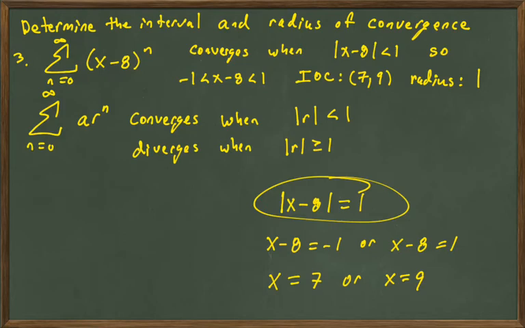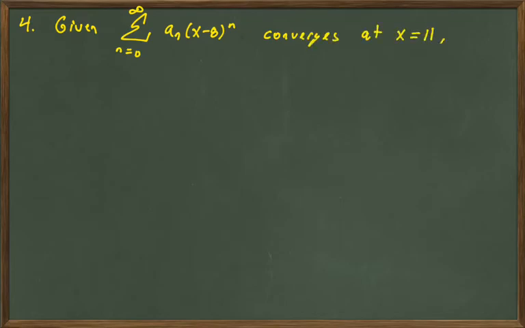Okay, let's take a look at another one. Number 4, we're given the sum n equals 0 to infinity of a sub n times x minus 8 to the n, which converges at x equals 11. Based off of this information, we're going to determine the largest radius of convergence and the largest interval of convergence.